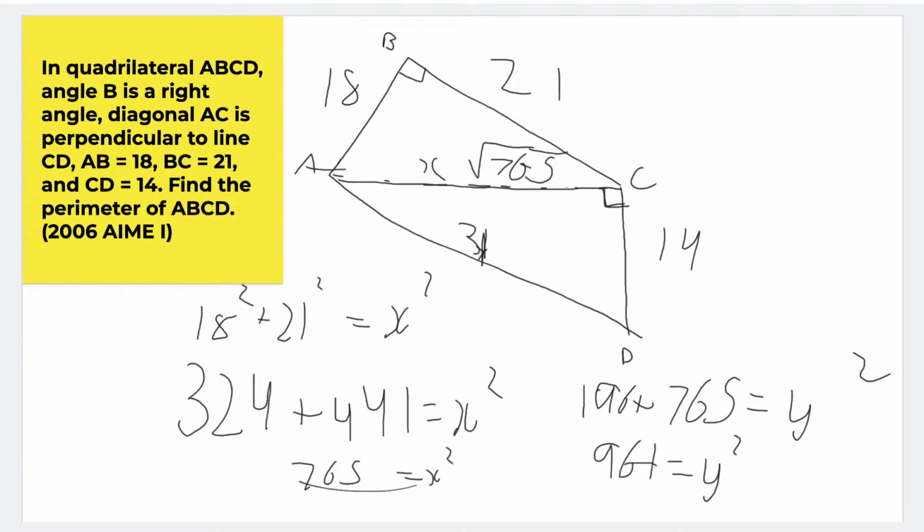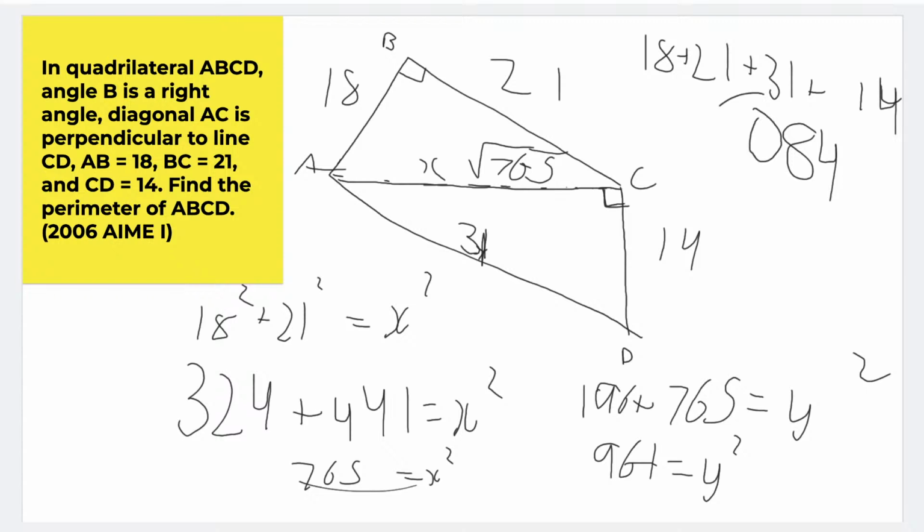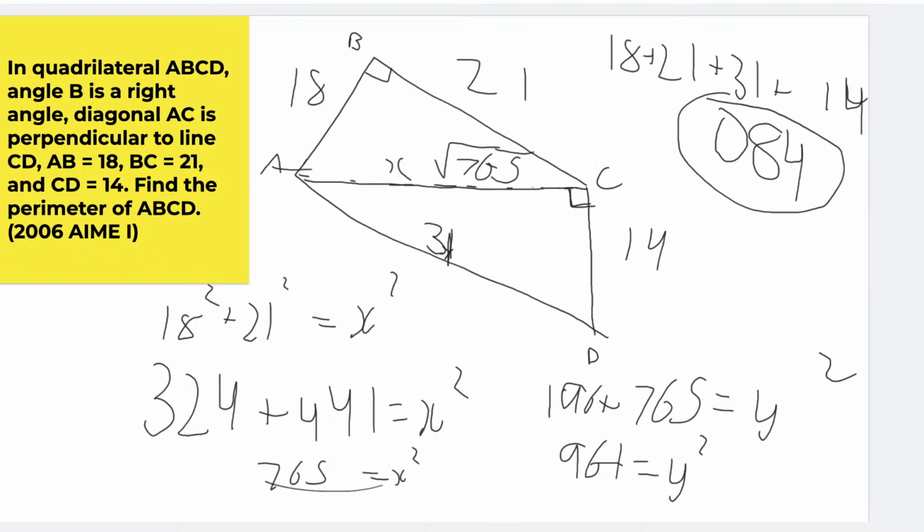Now all we have to do is add up all 4 of these sides. So 18 plus 21 plus 31 plus 14, which is simply 84. But this is AIME, so you have to write a 0 before. So 0 and 84. I'm going to check the chat just to see if anyone has questions.